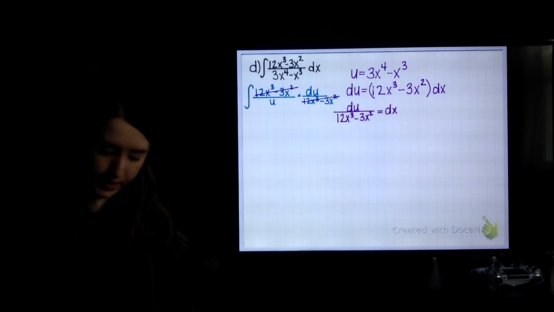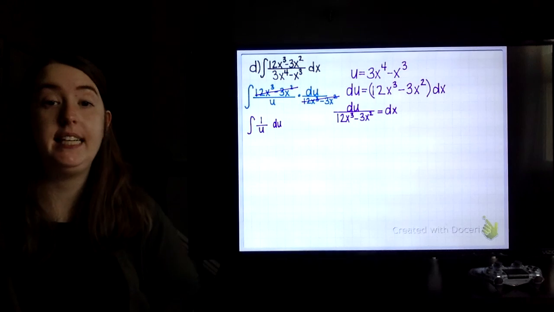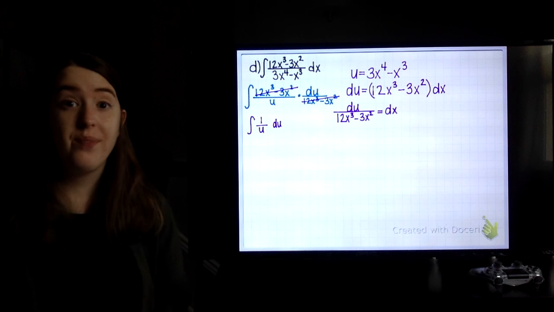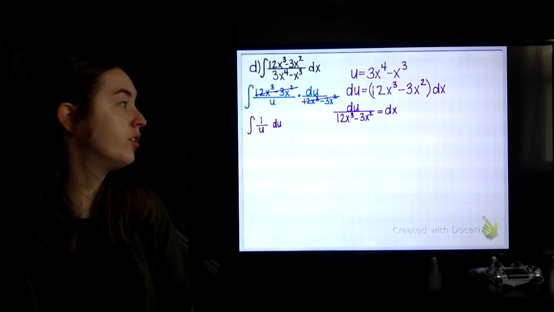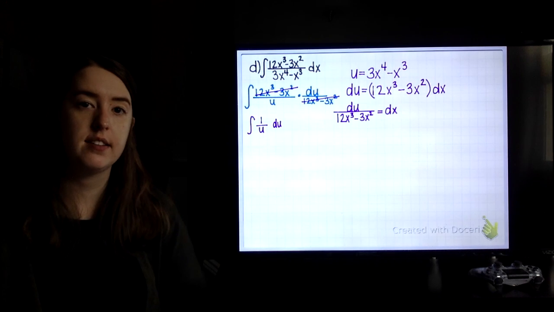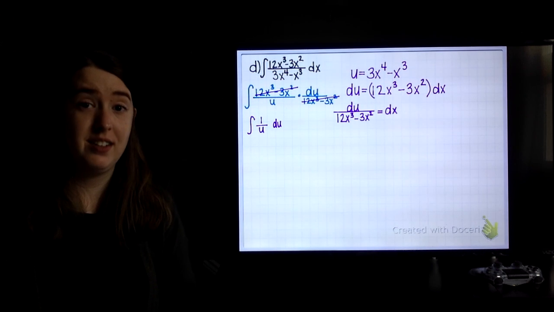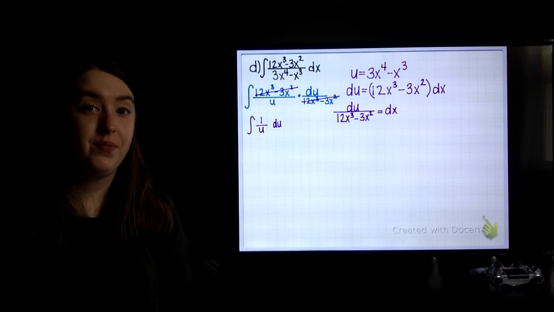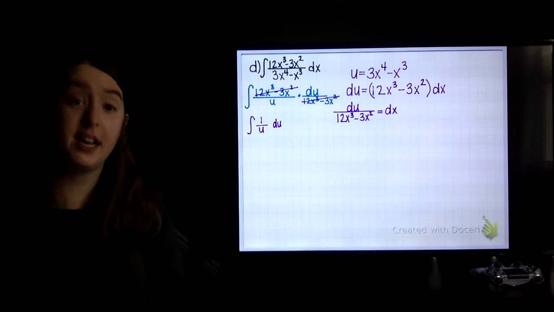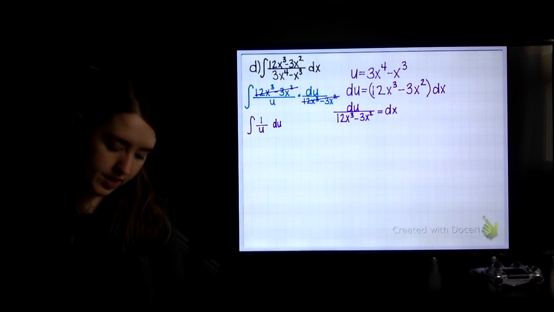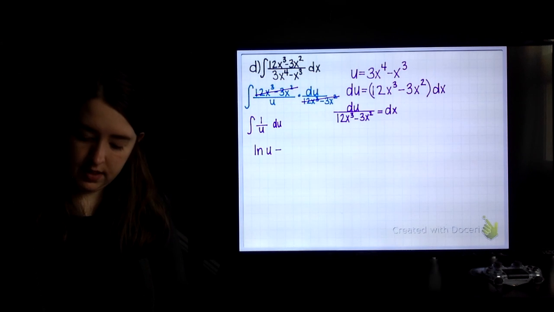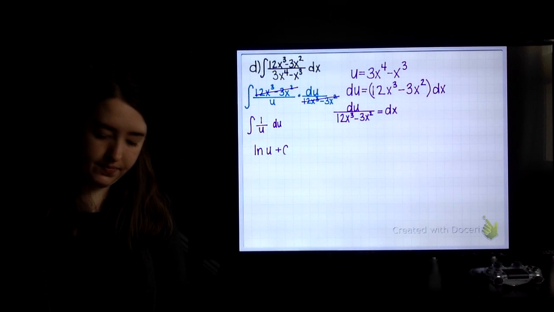So now all we're left with is just 1 over u du. So what's the integral of 1 over u, or 1 over x? Remember, we can't just add 1 to the power and divide by a new power, because then I'd be dividing by 0. So this guy, it's the natural log. So the integral of 1 over u is the natural log of u plus c.